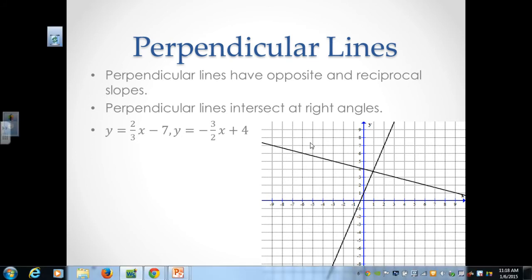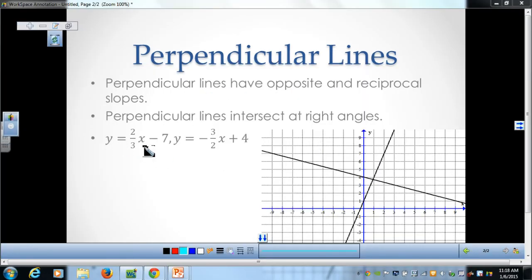Now, if we look at the problems here, once again, if we look at these two equations, when we say that perpendicular lines have opposite and reciprocal slopes, that means one slope has to be positive, the other one is negative. And remember, reciprocal means that if one slope is A over B, the reciprocal of that would be B over A. So we can see that 2/3 and -3/2 are opposite and reciprocals of one another. And when that occurs, we're going to get two lines that intersect at right angles.